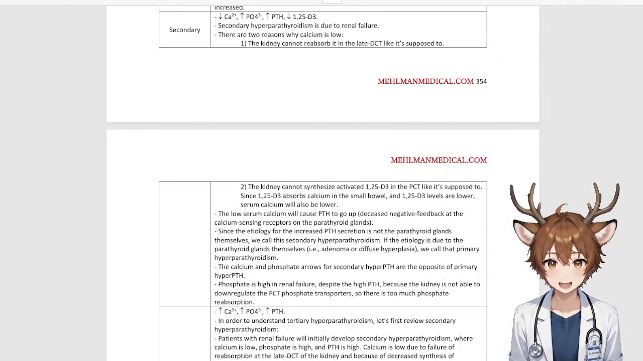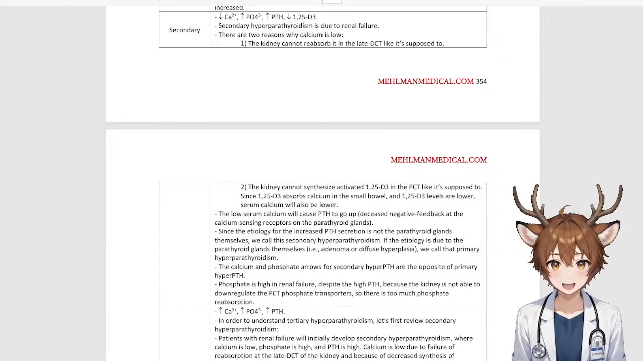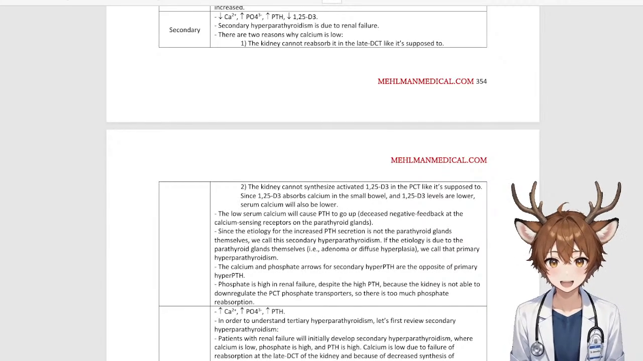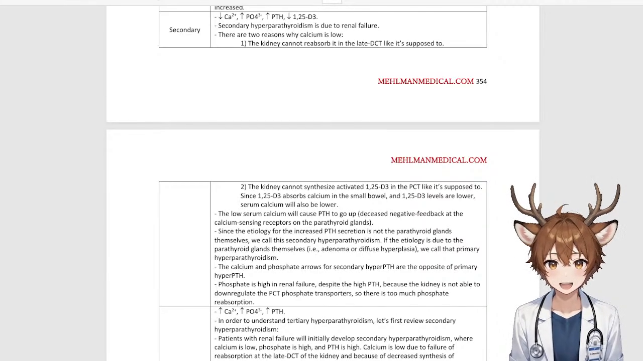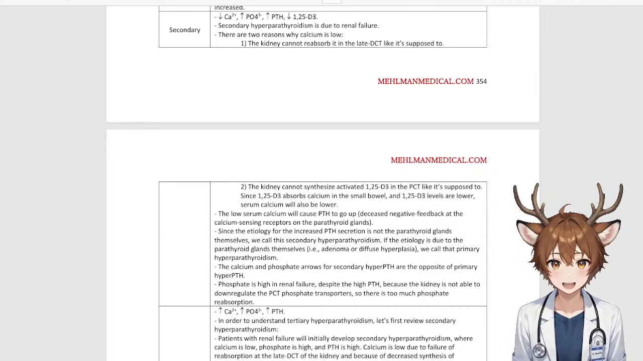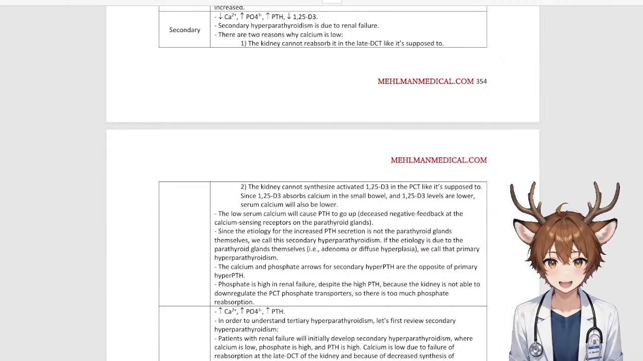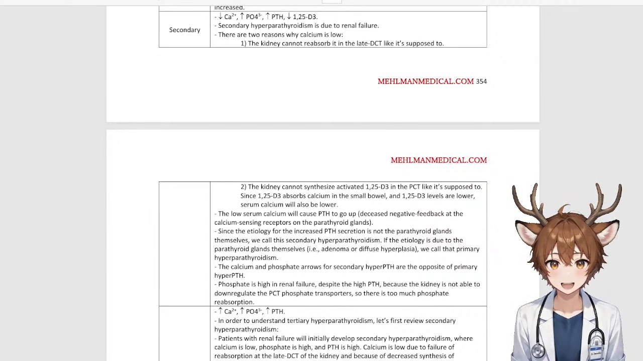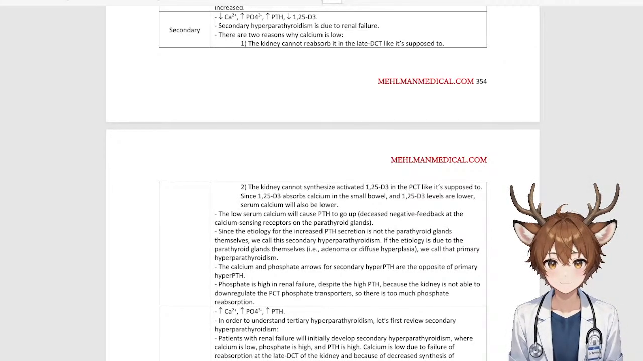The calcium and phosphate arrows for secondary hyperparathyroidism are the opposite of primary hyperparathyroidism. Phosphate is high in renal failure, despite the high PTH, because the kidney is not able to downregulate the PCT phosphate transporter, so there is too much phosphate reabsorption, which is interesting.